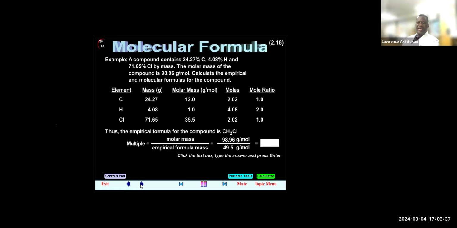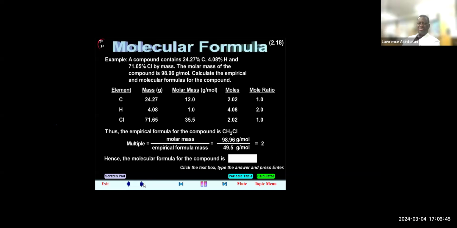So when you divide 98.96 grams per mole by 49.5, you should get 2. Hence the molecular formula for the compound is. So when you distribute the 2 on CH2Cl, that will give you what? Good. All right, that brings us to the end of molecular formula for now.